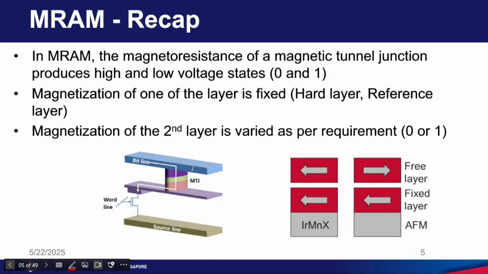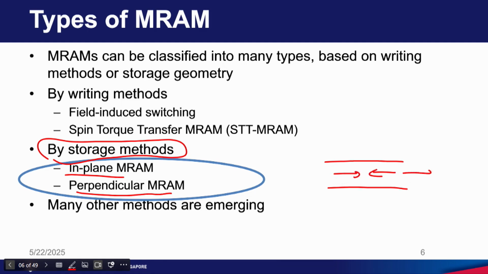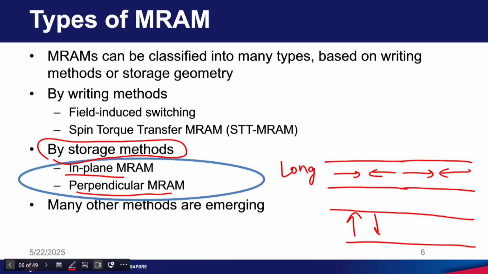Okay, so this one we have seen many times. Based on how we store information, we have two types: one is called in-plane MRAM and another is called perpendicular MRAM. If you remember when I taught you magnetic recording, I told you there is longitudinal magnetic recording technology, where the magnetization in the recording media is parallel to the disc. Then we did not learn perpendicular recording technology, but in perpendicular recording I told you the magnetization is perpendicular.